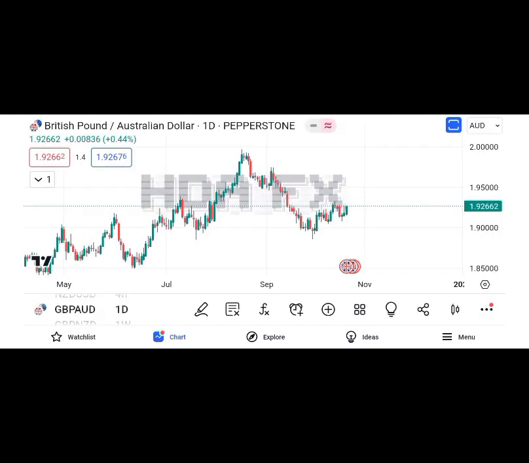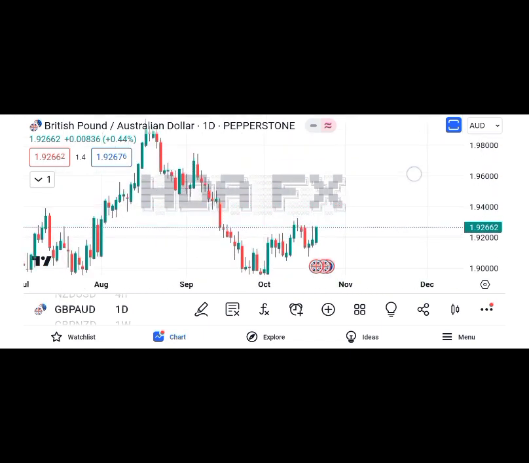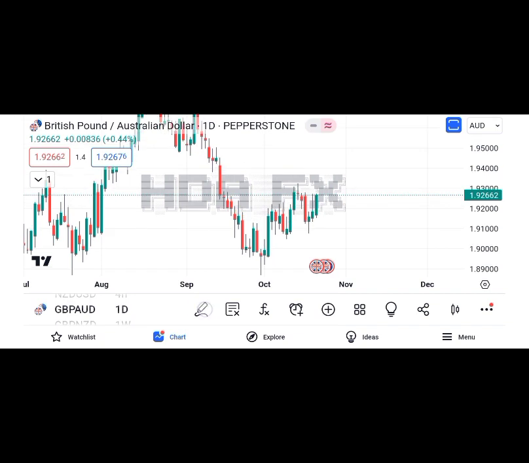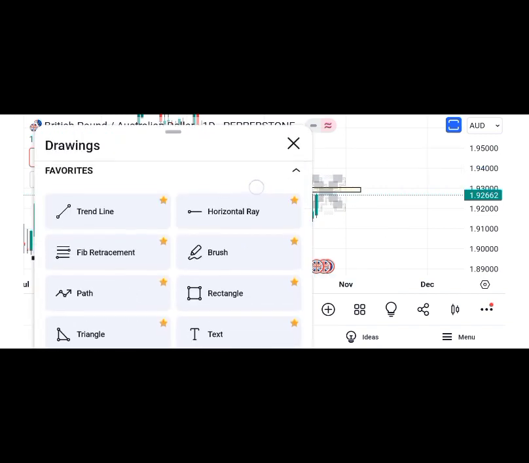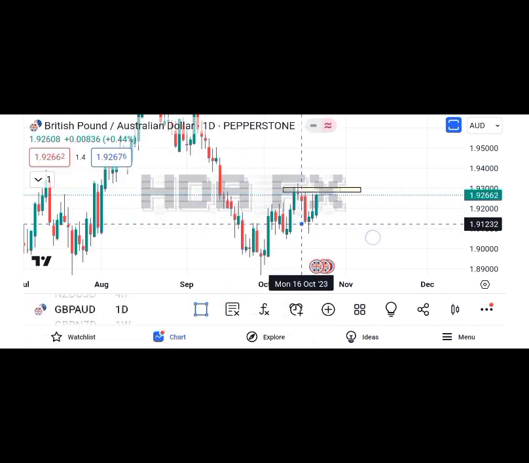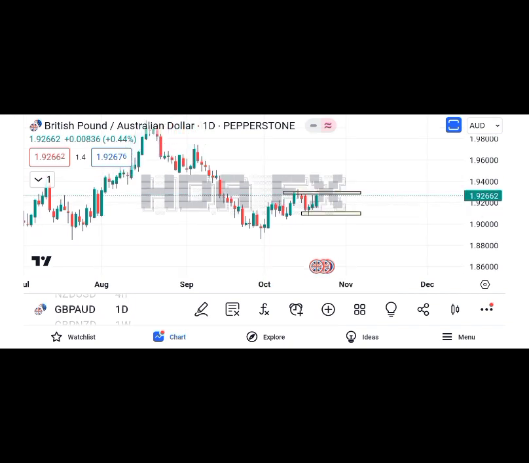So guys, starting with GBPAUD on the daily time frame. GBPAUD looks bullish on the daily time frame. If you are to spot some key levels on GBPAUD, we have this key level here, and also another key level here. So we have these two key levels on the daily time frame. Now let's move to the 4-hour time frame and see what we have there also.